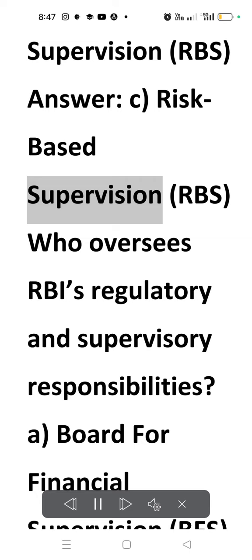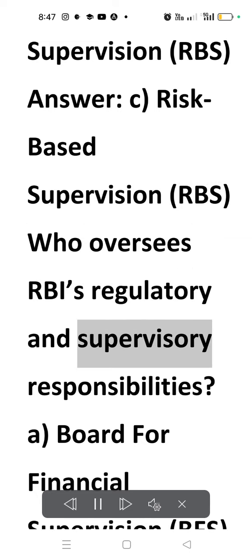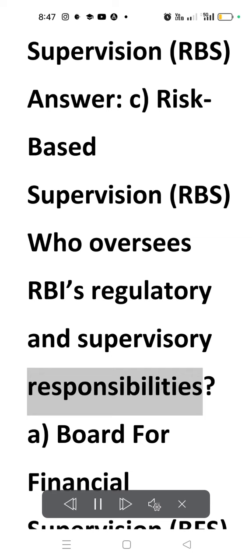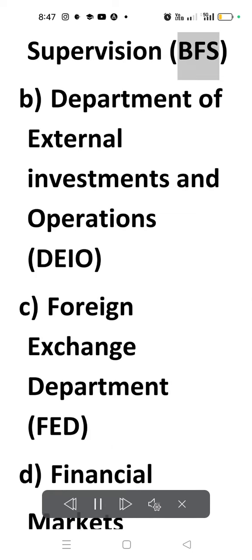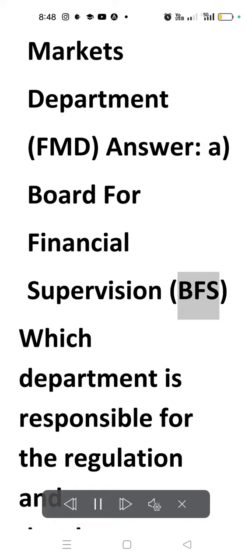Under risk-based supervision, RBS, who oversees RBI's regulatory and supervisory responsibilities? A. Board for Financial Supervision, BFS. Department of External Investments and Operations, DIO. Foreign Exchange Department, FED. Financial Markets Department, FMD. Answer A. Board for Financial Supervision, BFS.